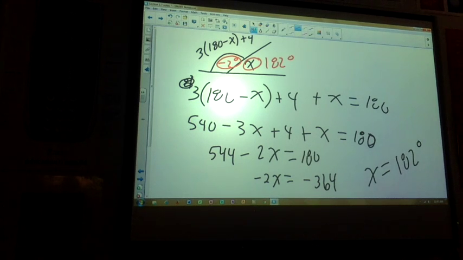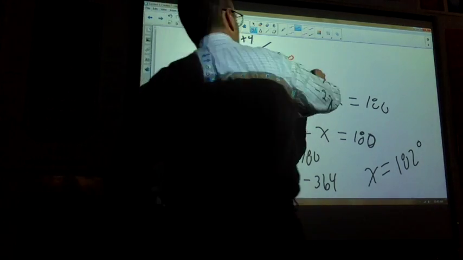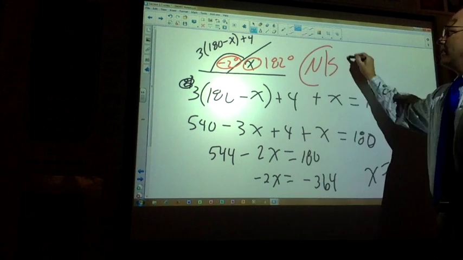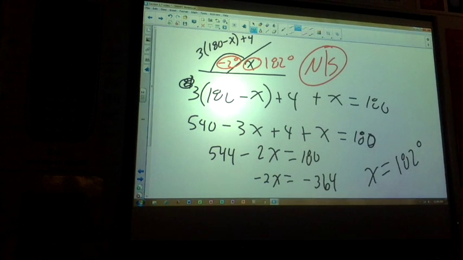Supplementary are what? 180. What can we say about this problem? Yeah, it's not a solution to it. This is a scenario that can't happen. Algebraically, we can make it happen, but geometrically, we can't say, hey, these two angles are supplementary, and one of them happens to be 182 degrees.